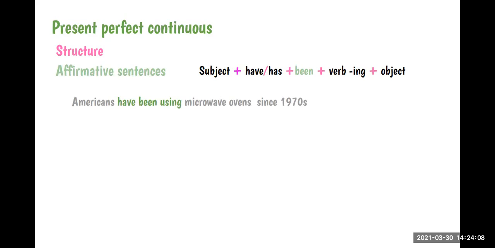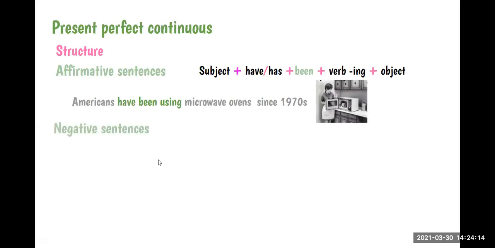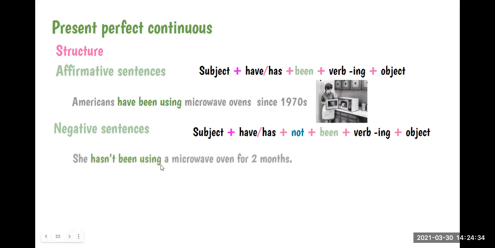Okay. Then we are going to check the uses of this. Then we have here the negative sentence. The only thing we have to do for the negative sentence is to change the auxiliary verb, right, to the negative form. So we can say have not or has not, or haven't or hasn't, right? Exactly the same structure. She hasn't been using a microwave oven for 2 months.